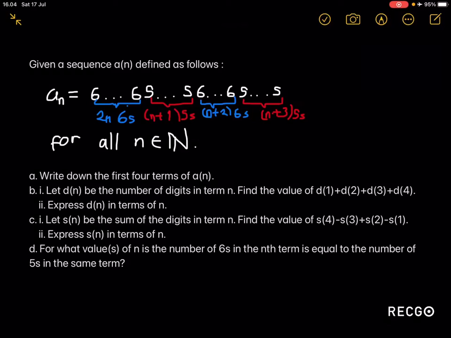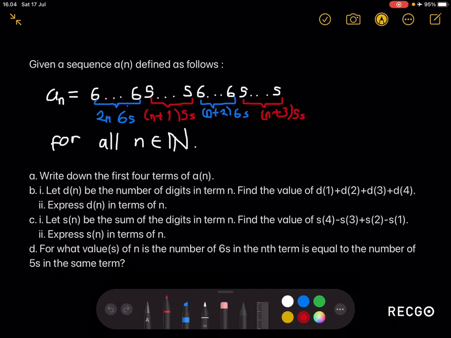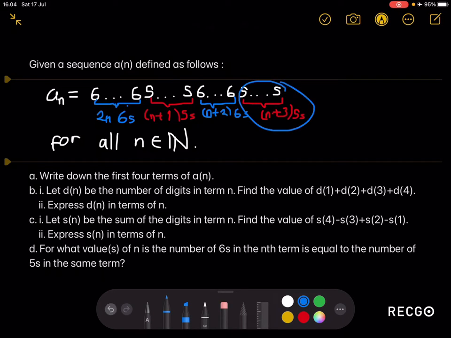Here we're going to look at another number pairs and sequences problem. So here we're given a sequence A of n defined as follows. A of n, or in other words the nth term, is: first we have 2n sixes, and then we have n plus 1 fives, and then we have n plus 2 sixes, and then we have n plus 3 fives. And this works for all natural numbers n.